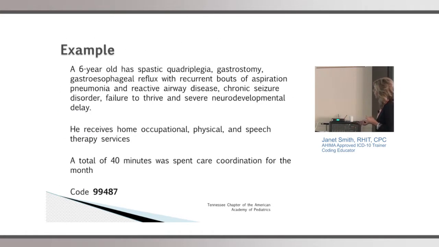So an example for the 99487: a 6-year-old has spastic quadriplegia, gastrostomy, gastroesophageal reflux, and recurrent bouts of aspiration pneumonia with reactive airway disease, chronic seizure disorder, failure to thrive, and severe neurodevelopmental delay. The child is receiving home, occupational, physical, and speech therapy services. A total of 40 minutes is spent in that care coordination. You would then report the 99487.